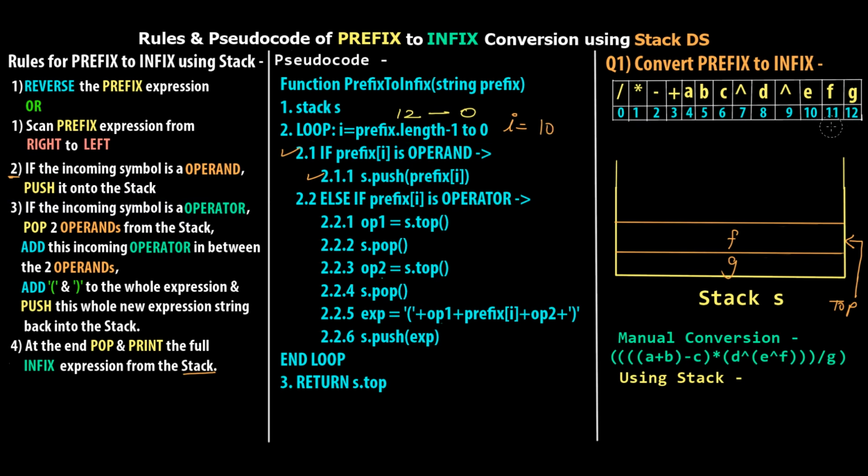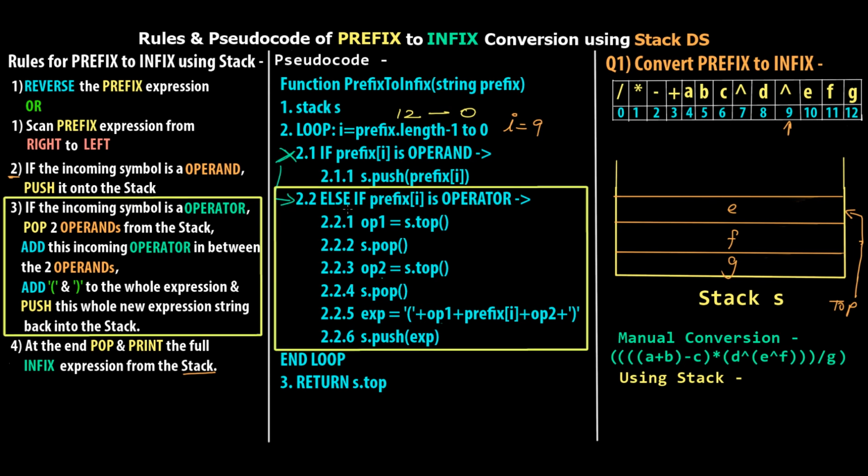So we will be at index position 10. It is E. E is again an operand, again pushed onto the stack. E is new top of the stack. Again we move forward. I now becomes 9. So we are at this index position. So prefix of I, that is prefix of 9, now is an operator. You can see it is a raise to sign. So in that case, it is not an operand. So 2.1 will not be executed. We will go to 2.2. We say else if prefix of I is an operator. Yes, it is an operator.